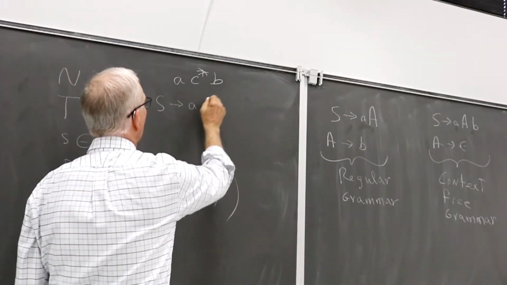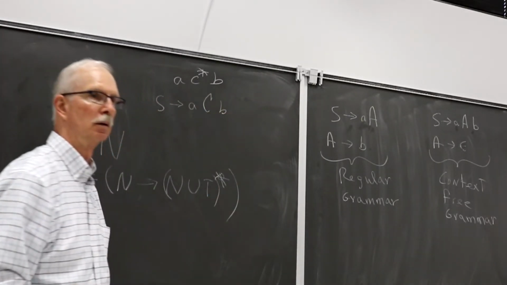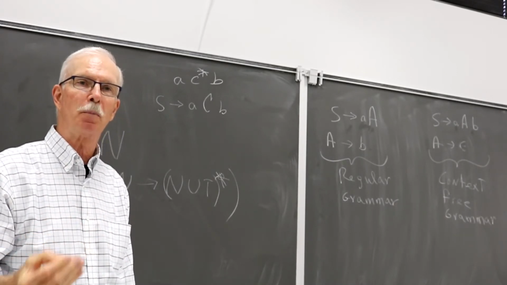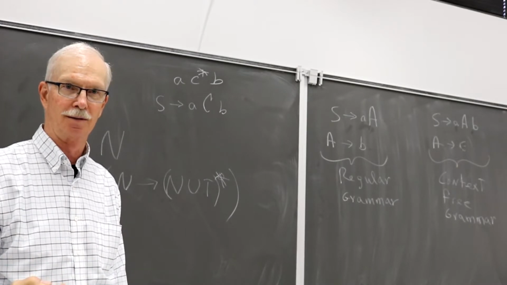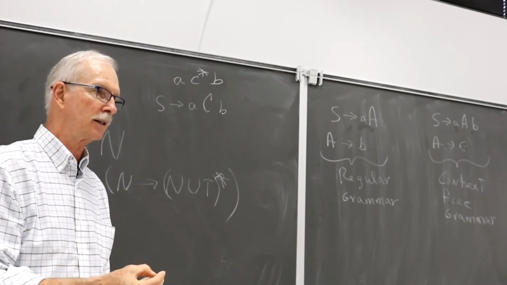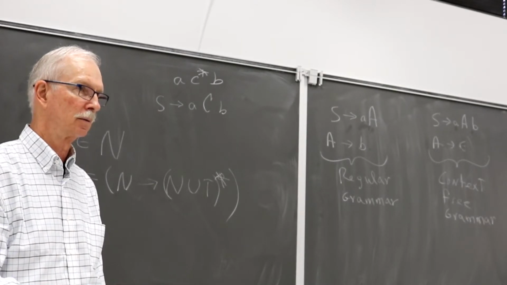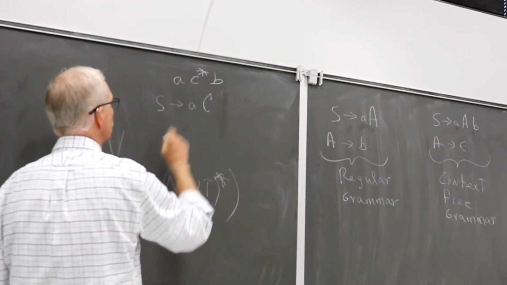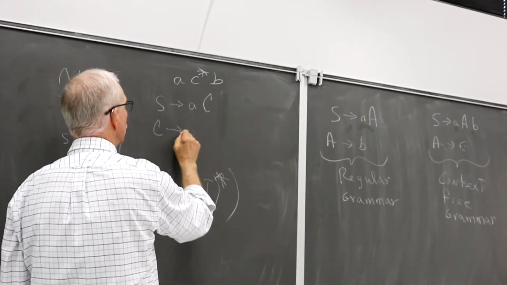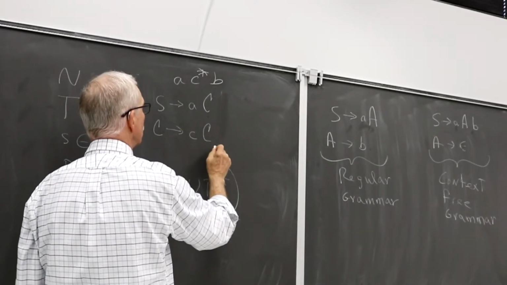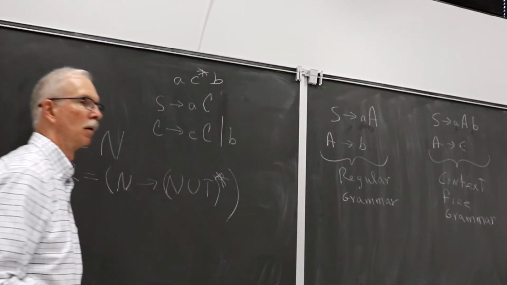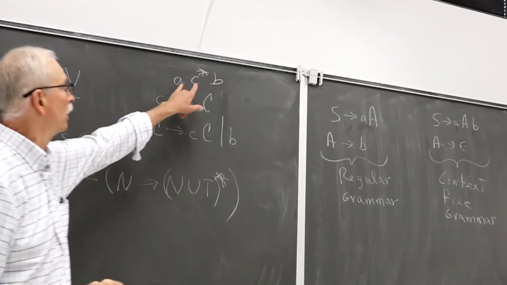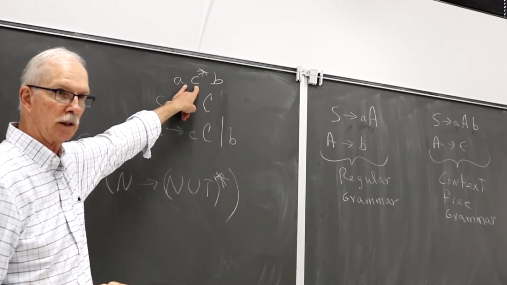S goes to A, C, B. And you immediately yell at me and say, no, you can't. If you put the B at the end, it's a context-free grammar. Minus 18 on this 6-point question. You with me? So I can write S goes to A, C, and then I can write C goes to C, C, or B. I claim I have now written a regular grammar that generates what this regular expression generates.